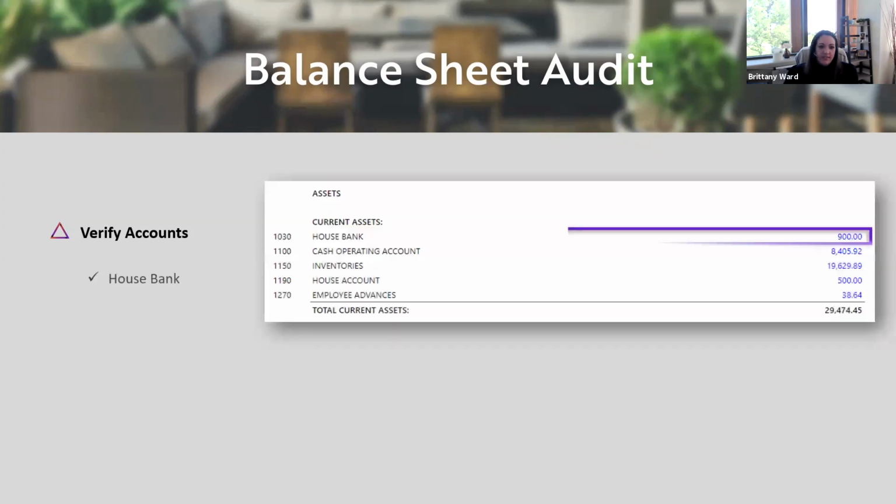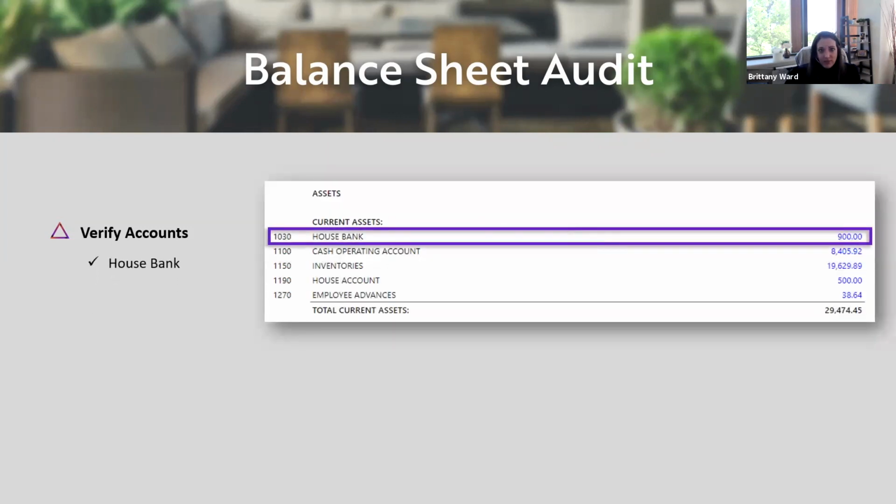When you're looking at assets, you want to make sure that your house bank balance reflects the true balance of cash within your restaurant. If not monitored, house bank, and we see this a lot, can be a catch-all for just random transactions. This is a really good one to make sure that you're keeping your operators honest, that we're preventing theft, and that we're aware of what cash is sitting in your safe.